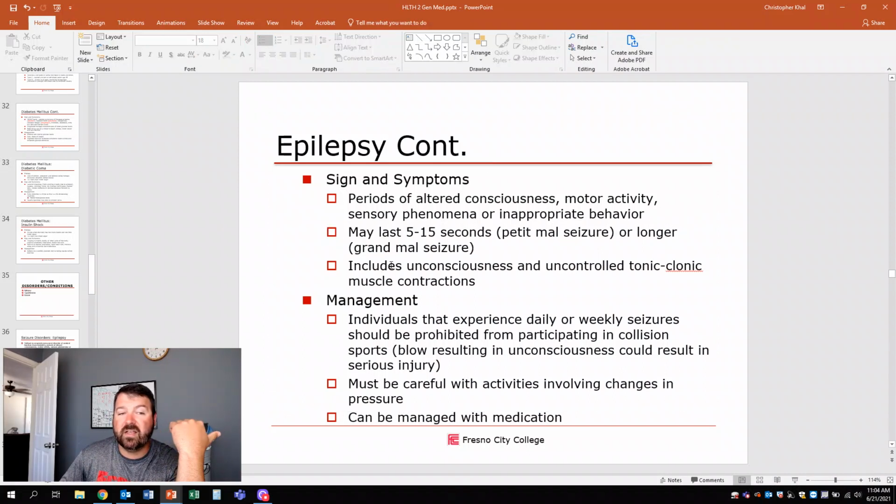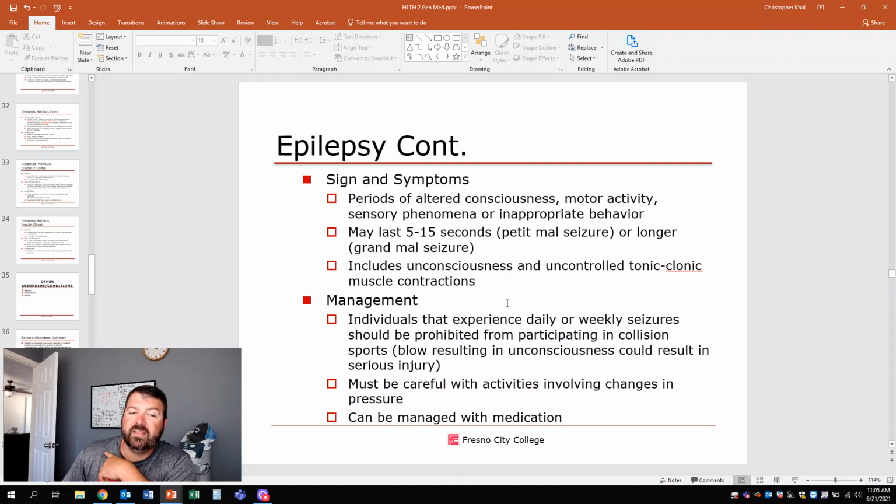It can last 5 to 15 seconds for a petit mal seizure, or longer for a grand mal seizure, depending on whichever one it is. They will be unconscious, with uncontrolled tonic-clonic muscle contractions. The tonic-clonic is that kind of jerking, a contraction and relaxation of the muscles.